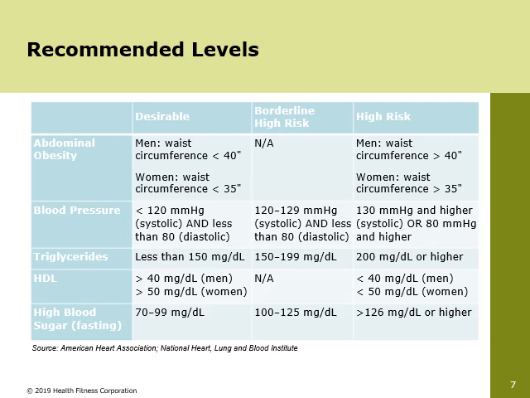Our desirable levels here for abdominal obesity are to have a waist circumference of less than 40 inches for men and less than 35 for women, just like we talked about previously. For blood pressure, we want less than 120 and less than 80. So our top number should be less than 120 and our bottom number should be less than 80. Our triglyceride levels, we'd like to have less than 150. HDL, we want it to be higher than 40 in men and higher than 50 in women. And our blood sugar, we'd like it to be between 70 and 99.